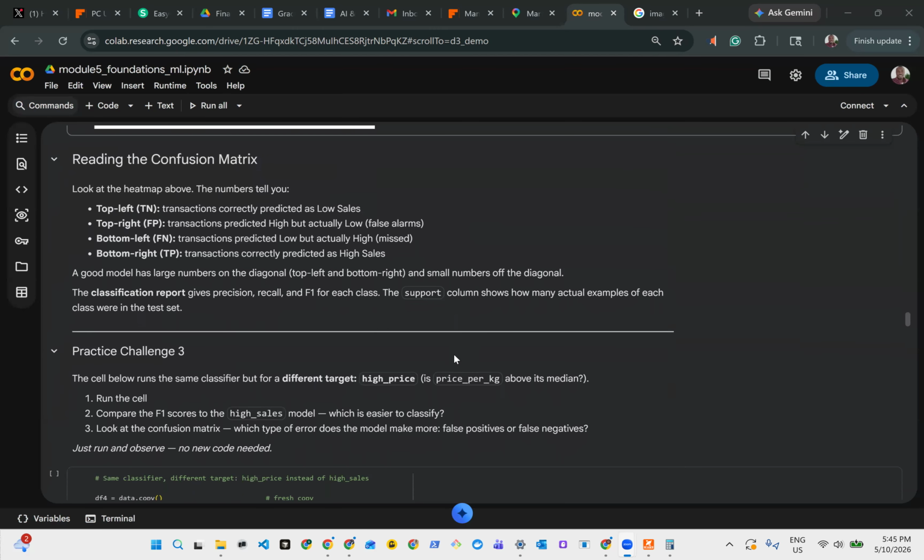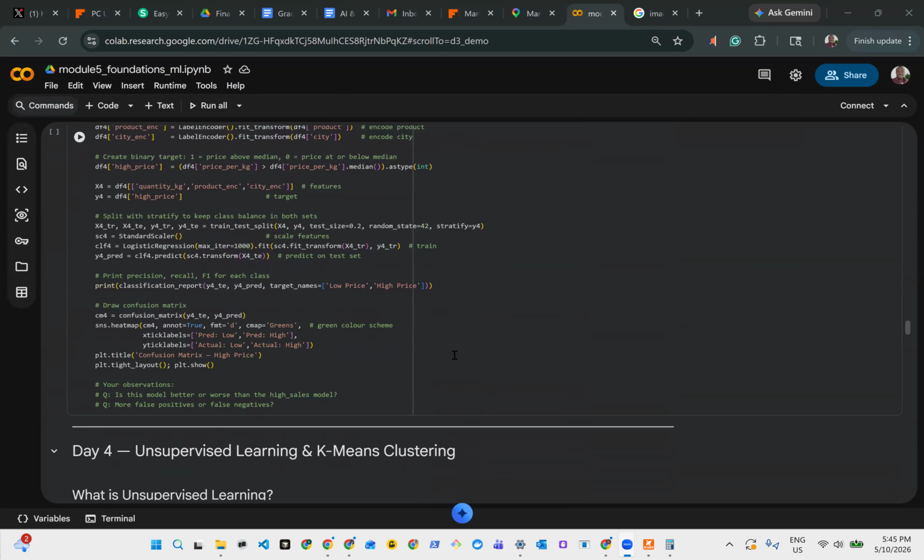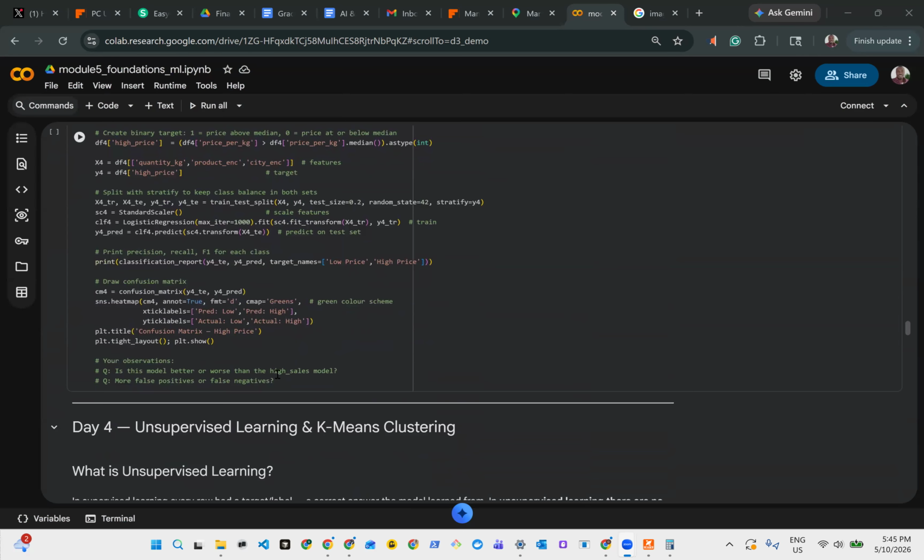So I have a little practice challenge for you all. You have the cell below. You can run the classifier, but there's a different target: high price, which is price per kg. We already developed the code. Just run it and observe. You don't need to put in any new code. Just run the code, observe it, and put your answer at the bottom of the code here.